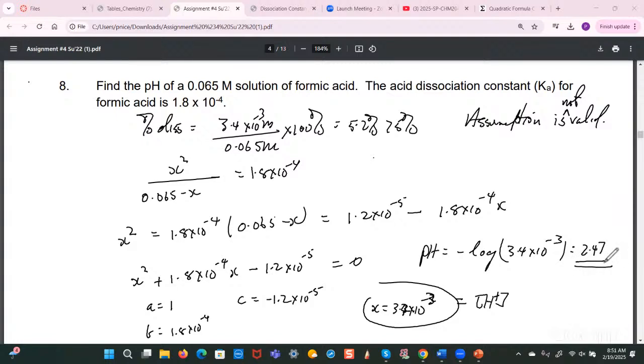All right. So as you can see, it's a bit involved for weak acids. Strong acids, very easy to calculate the pH of, but for weak acids, you have to go through all these steps, especially if the percent dissociation is greater than 5%. If it's less than 5%, then things are a bit easier. But if the percent dissociation is greater than 5%, then as you can see, you have to go the quadratic route. All right? Any questions about it? Any questions?